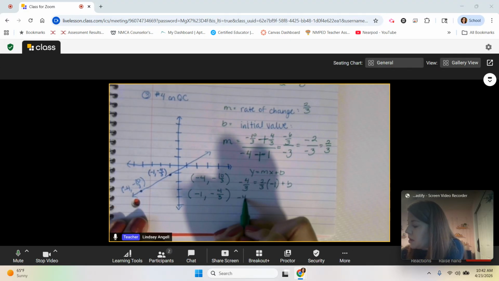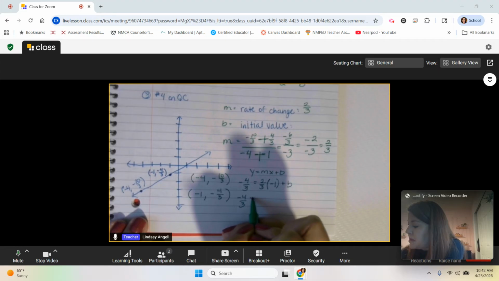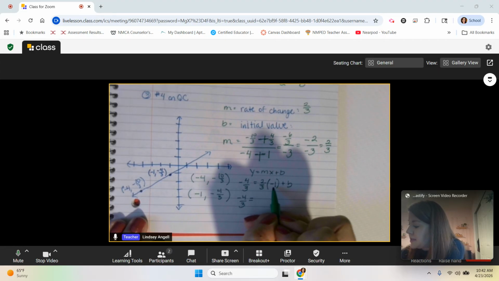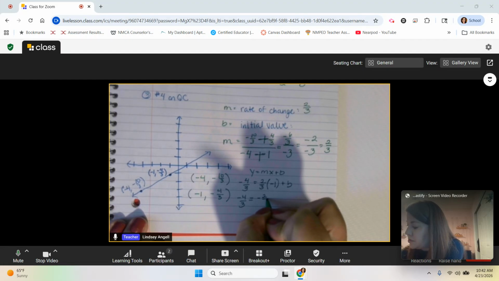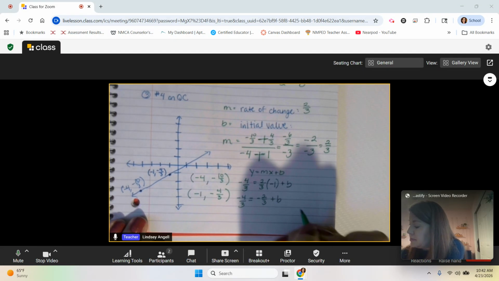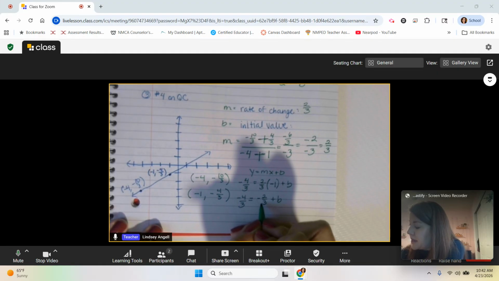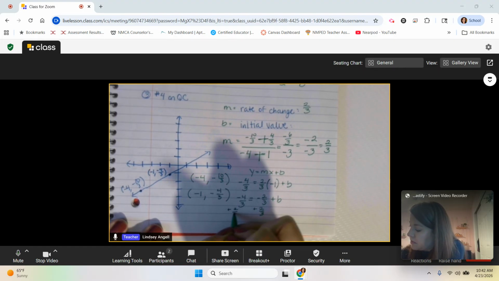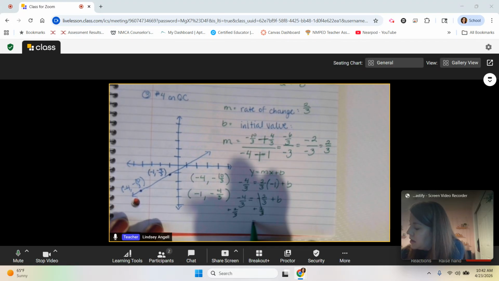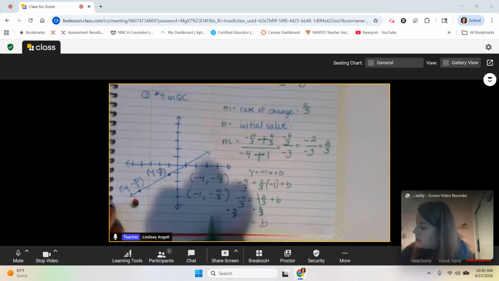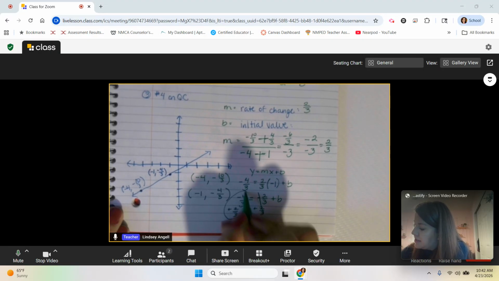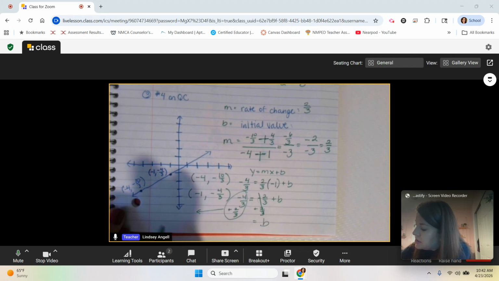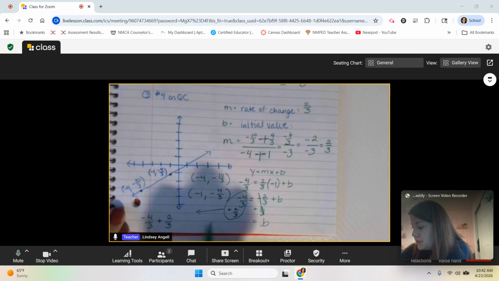So let's go ahead and work on getting the b by itself. Negative 2 thirds times negative 1 is negative 2 thirds, plus b. Well, if I have a negative here, I need a positive. I need to do the opposite, right? So they'll cancel over here and we'll be left with b. Now, I'm going to take this and bring it over here because I like to look at these horizontally. We have negative 4/3 plus 2/3.